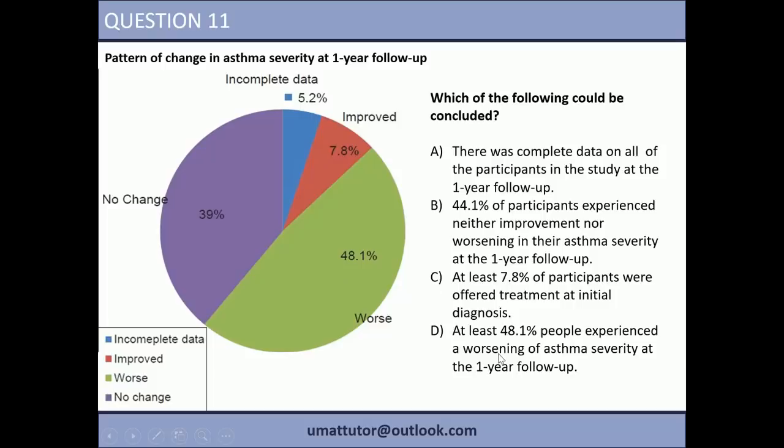So finally, D: at least 48.1% of people experienced a worsening of asthma severity. That looks pretty good to me because we have that 48.1% figure here in the worsening group. The reason why it's worded "at least" is because we also have this incomplete data group where we don't know the outcomes of those people, but we can assume that potentially some of them also had a worsening, even though we couldn't get complete data on them. So that's why it's at least 48.1%: we know for certain it's 48.1, but it may also be a few more in addition to that from the incomplete data group. So for that reason, D is correct.